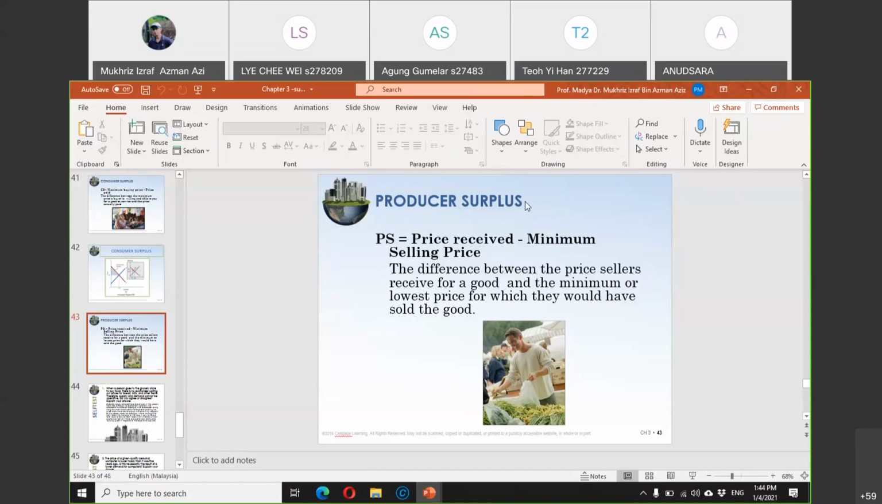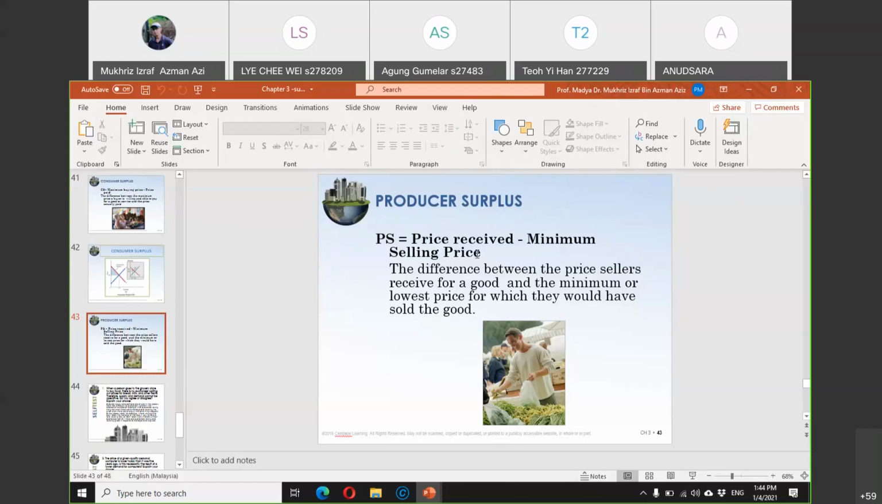Of course it is not profit, but it's the difference between the lowest price they are willing to sell at and what they actually receive. So the higher the amount received compared to the lowest they are willing to sell, the higher the producer surplus will be. If the producer surplus becomes small, for example they are willing to sell at 4 ringgit and can only sell for 5 ringgit, the producer surplus is only 1 ringgit. So the smaller the producer surplus, the smaller the seller's profit too.